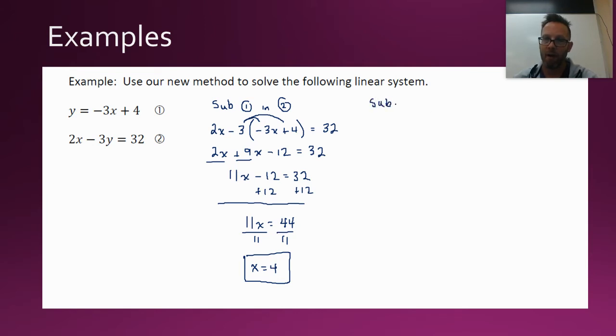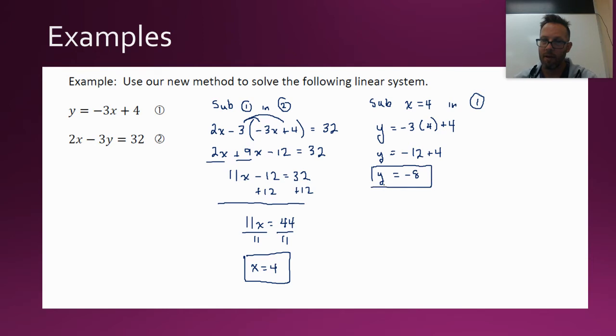And the last step is always the same. We're going to find the other variable, in this case y, by subbing x equals 4 into equation 1, the one that's isolated. So minus 3 times 4 plus 4. It's minus 12 plus 4, minus 8. Do that, and we have found our point of intersection. The point of intersection is 4, minus 8. And we've got it, guys. So a second example in the books.